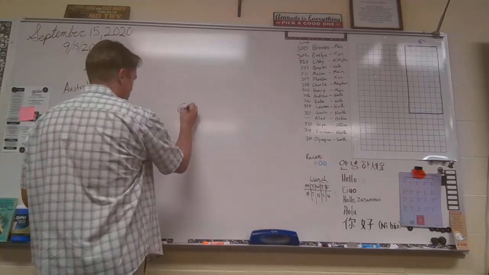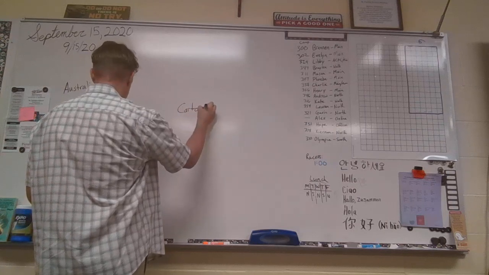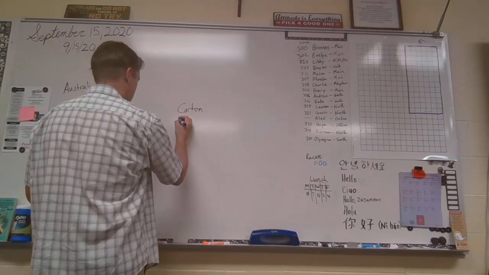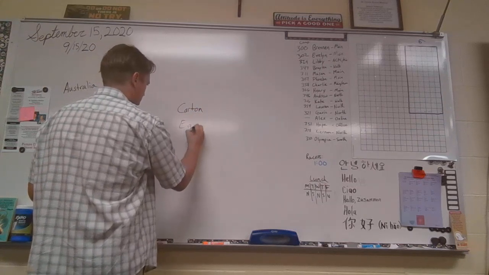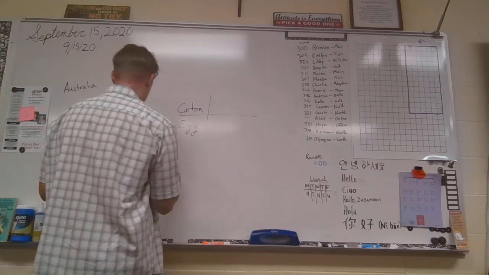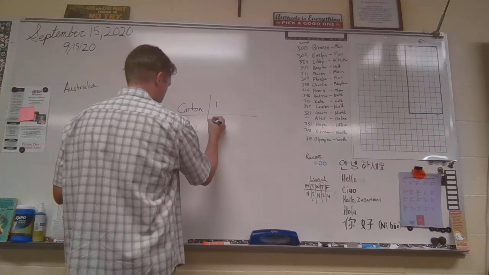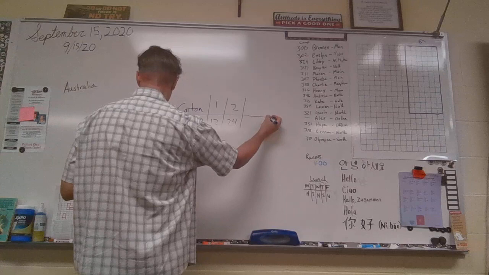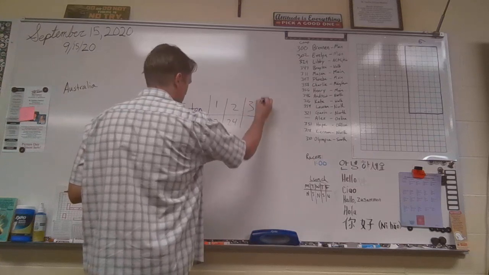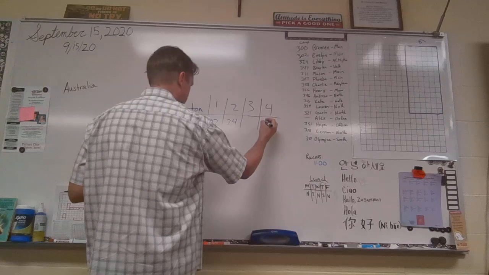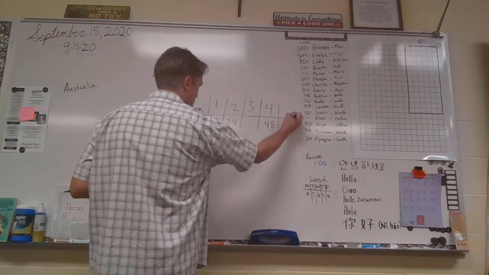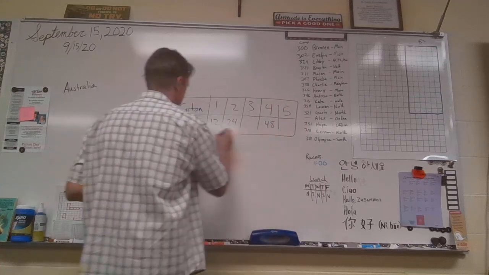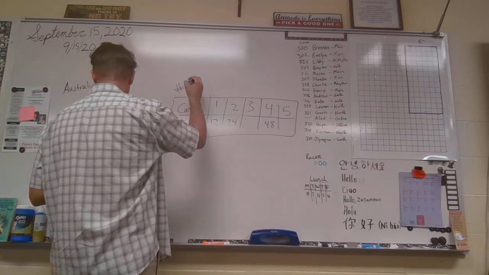Okay, so we have carton. That says carton, not cartoon. Cartoons and eggs would be a whole other type of thing. And we have egg. And we have this chart. So we have 1 carton, 12 eggs. 2 cartons, 24 eggs. 3, not quite sure. 4, 48. 5, not quite sure. Okay, so this is the chart for number 15.